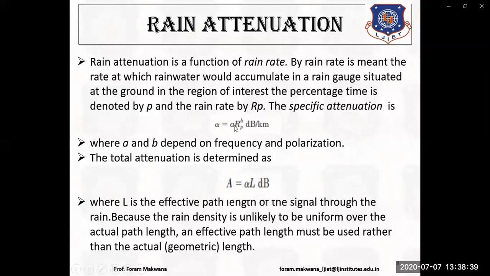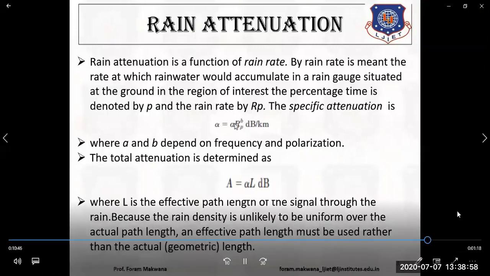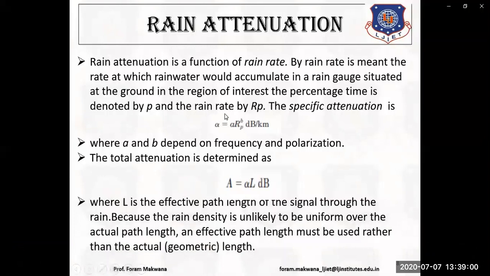So if you want to find the attenuation due to the rain, it is represented with this equation: alpha is equal to a times RP raised to b, dB per kilometer. Over here, RP stands for rain rate, and small a and b depend on the frequency and polarization, right? But this is in dB per kilometer.